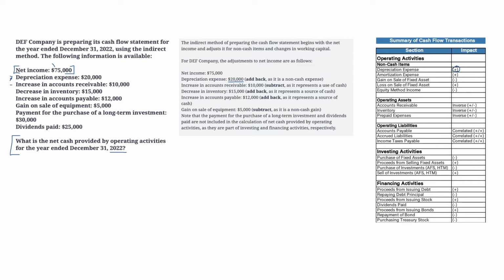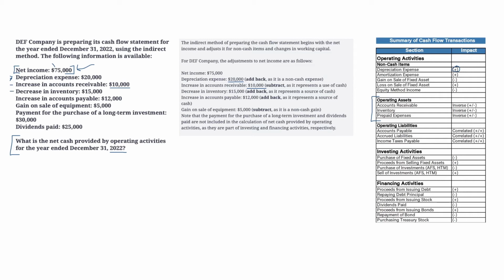Next, we have an increase in accounts receivable of $10,000. So the best way to memorize this is that for the operating assets, they work in an inverse way. So if you have an increase in these accounts, that means you're going to have a decrease on the cash flow statement. So we're going to subtract out $10,000. The reason for this is because your entry would be a debit to AR of $10,000 and a credit to revenue of $10,000. So the revenue would be increasing your net income by $10,000, but it's not actually affecting cash. So we have to subtract it out.